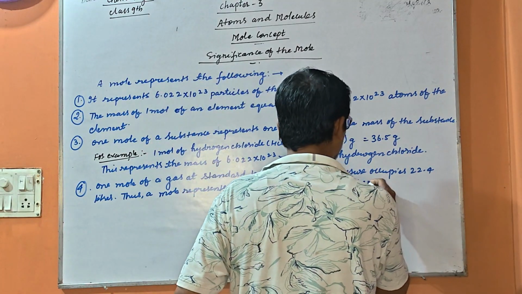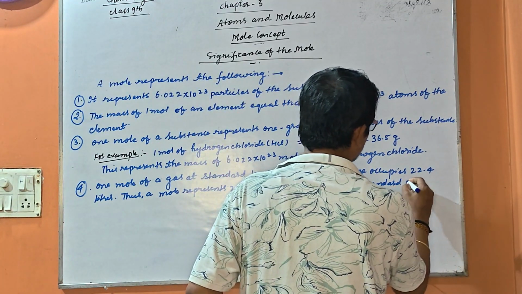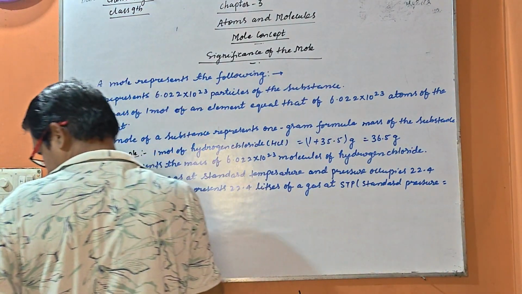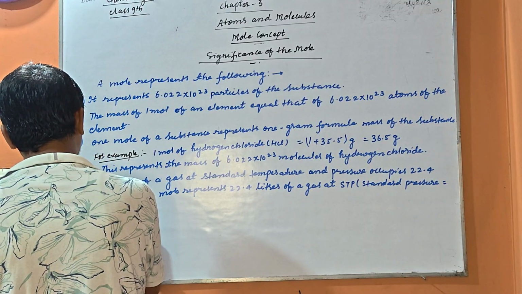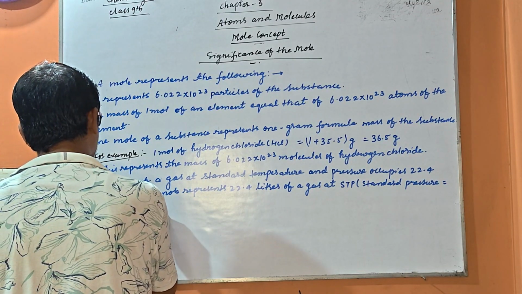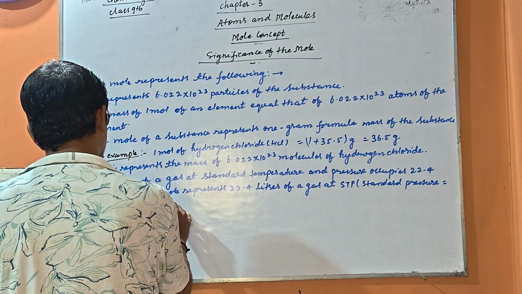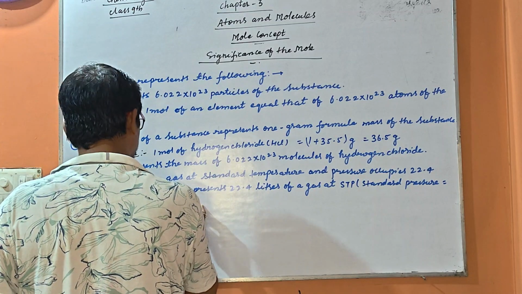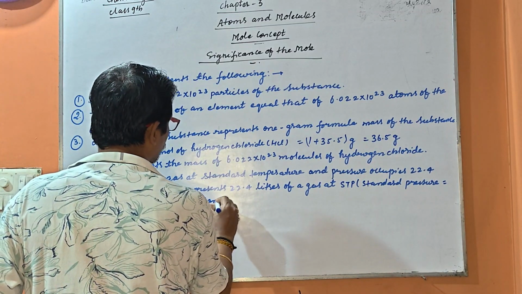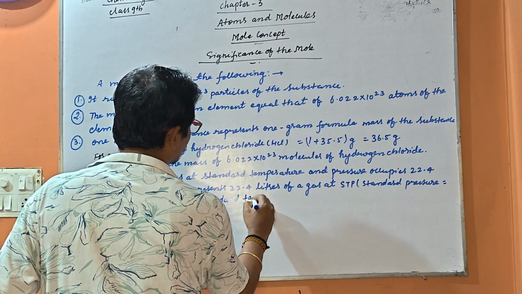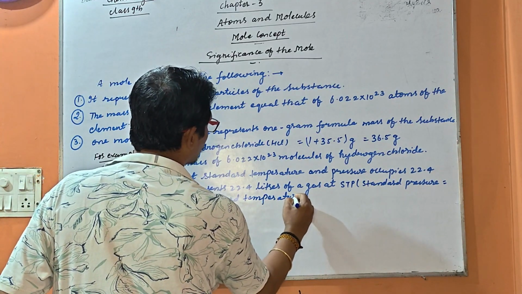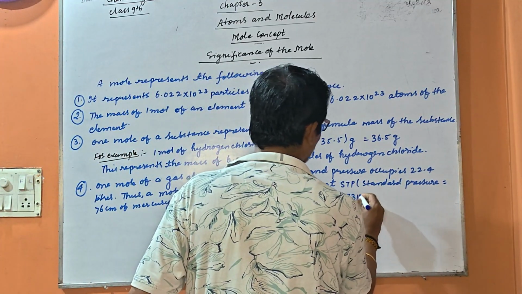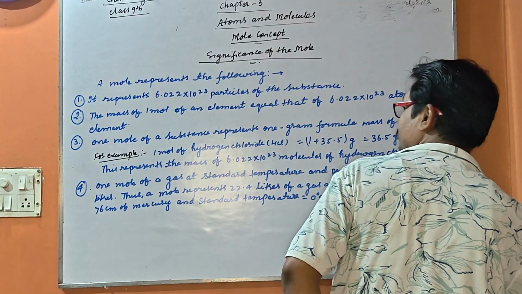Standard pressure is equal to 76 cm of mercury, that is Hg, and standard temperature is equal to 0 degree centigrade, which is equal to 273 Kelvin. Let us understand these things in a very simple way.